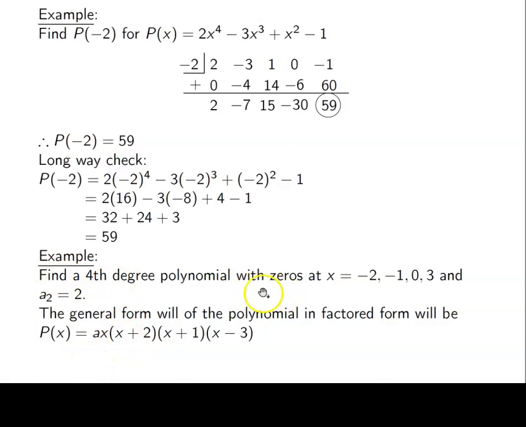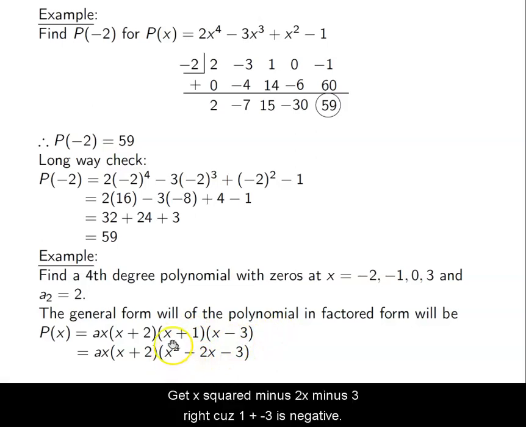Now, when we do this, do not just leave it in this form. You have to expand this out. So we're going to multiply all of this out. First I'll start with these two. You get x squared minus 2x minus 3, because 1 plus -3 is -2, and 1 times -3 is -3.